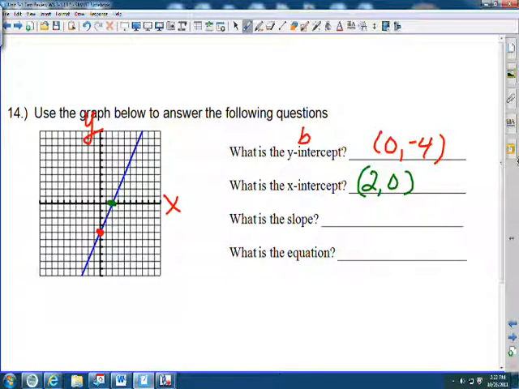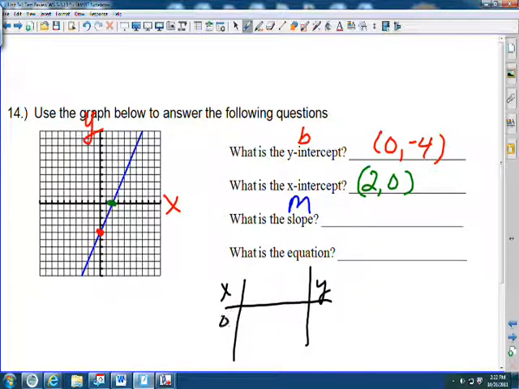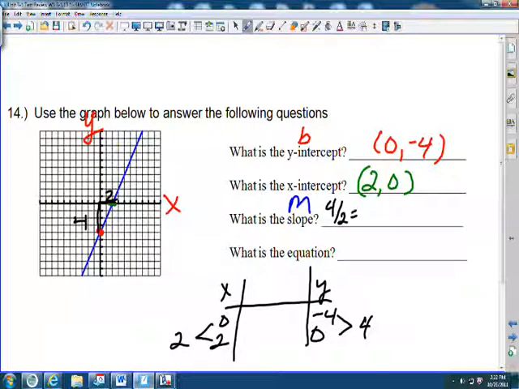My slope, remember slope is the letter m. I can do a couple things. One, if I don't like messing with the graph and I already found my x and y intercept, go and build a table. Do 0, negative 4, and 2, 0, and do delta y over delta x. Or I go over here and go up 4 and over 2. That's 4 over 2. 4 divided by 2 is 2.